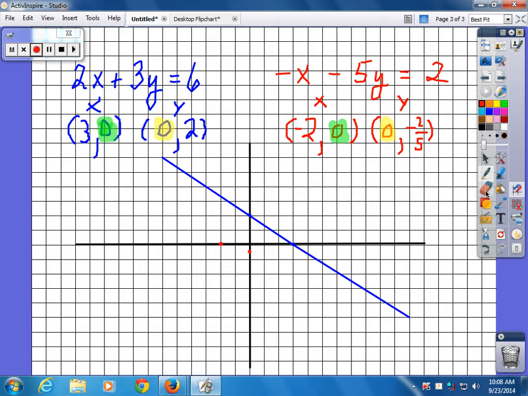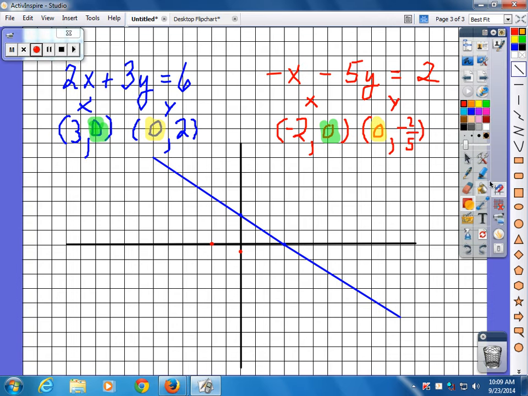And if I draw a line with that one, I'm not going to be able to. Looks like something like that. Now do you start to see why graphing is so inaccurate? Now what are you going to do?